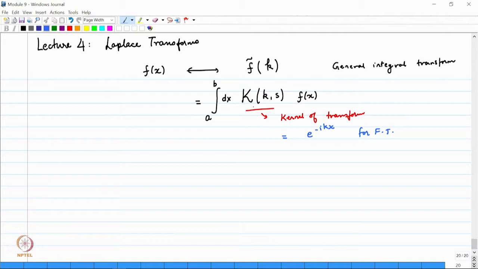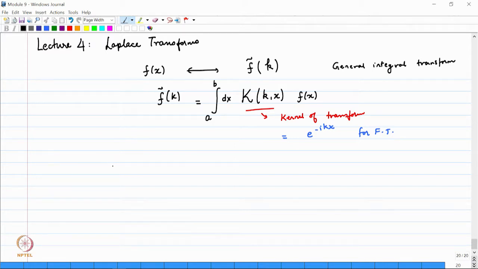I should be careful with the notation; this should be K of k, x. Now when you integrate this, the x will go out, and you will have a function only of k on the left hand side, which we call the integral transform. So this is a general integral transform.